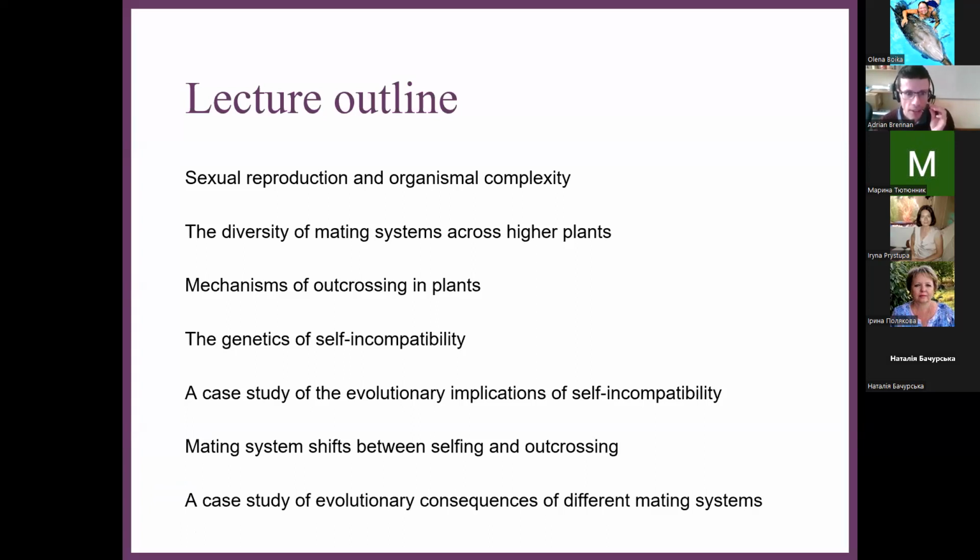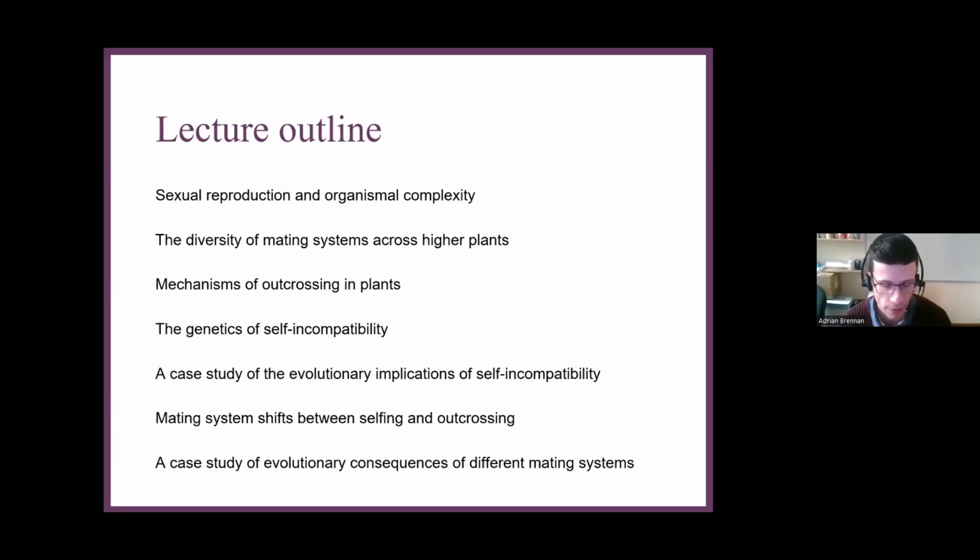So in this lecture, I'll introduce a little bit the diversity of reproductive systems that you can find, particularly in plants, and they're amazing models for studying reproductive diversity. And then we will start to focus in on methods of outcrossing, since these are the most elaborate adaptations in terms of reproductive adaptations. And in particular, we look at one type of outcrossing mechanism known as self-incompatibility.